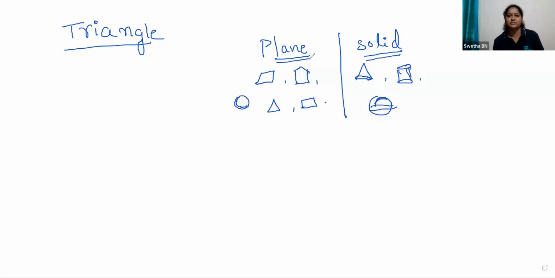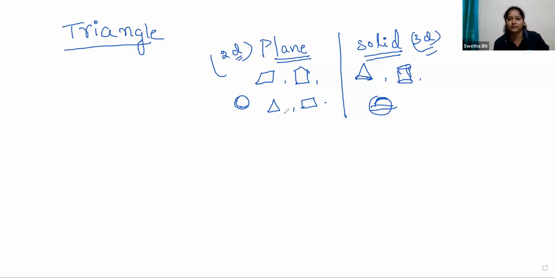So what is the difference between plane figures and solid figures? They are called 2D shapes, and these are called 3D shapes. What does D mean? Dimensions. They have only 2 dimensions, 2-dimensional figures. So these figures have 3 dimensions.